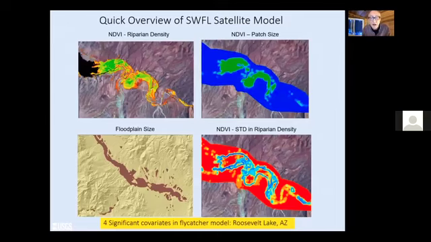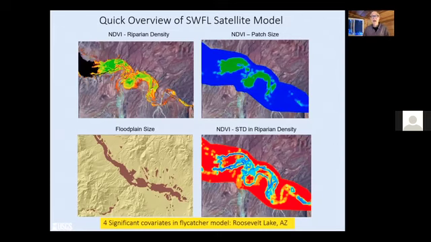Quick overview of the original satellite model. It's 30-meter resolution. It was developed along the Gila and San Pedro and at Roosevelt Lake at the end of the 1990s. I helped develop that model as the lead modeler, and I worked with the flycatcher surveys for the non-game branch of Arizona Game and Fish to develop the model and test it.